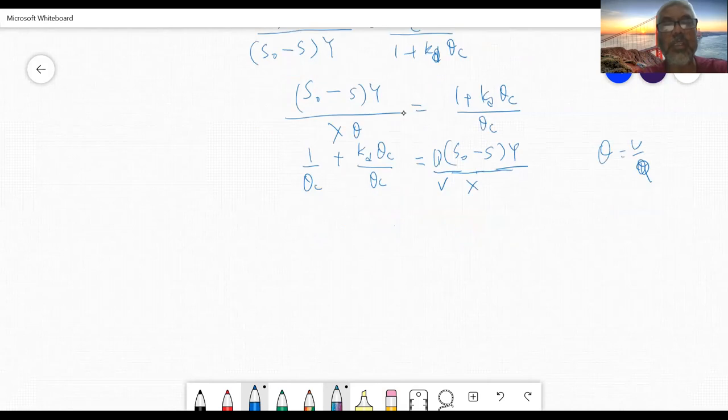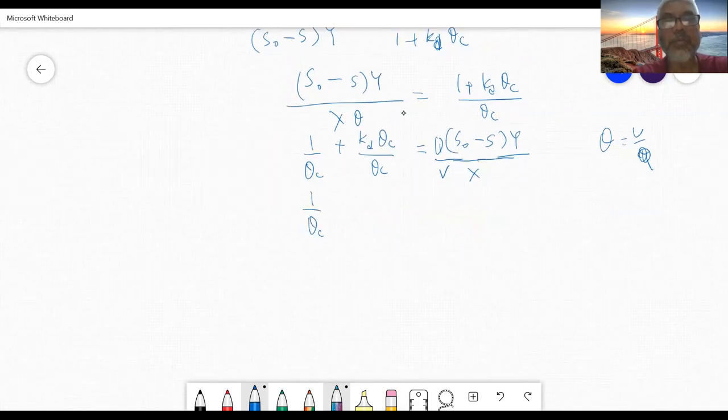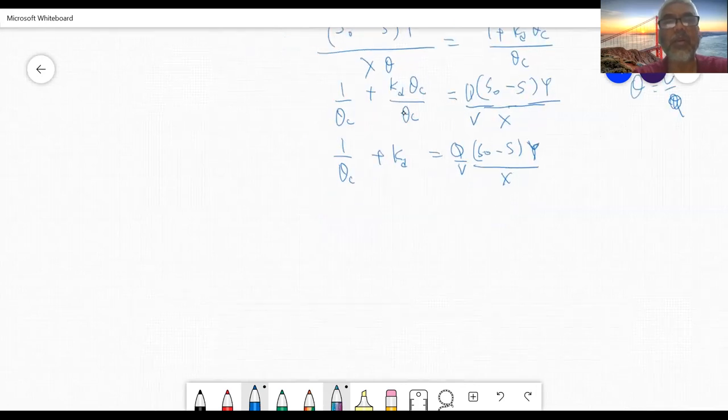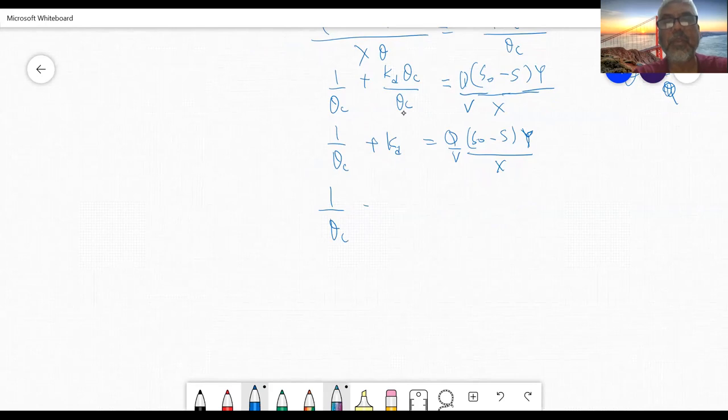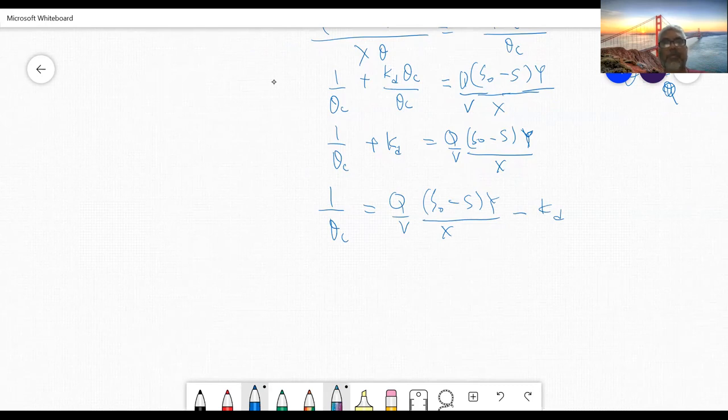And I can do like this: 1 over theta c plus kd is equal to q by v, s naught minus s, y and x. Or I can write like the 1 over theta c is equal to q by v, s naught minus s, y and x minus kd. Can I write like this? Are you with me?